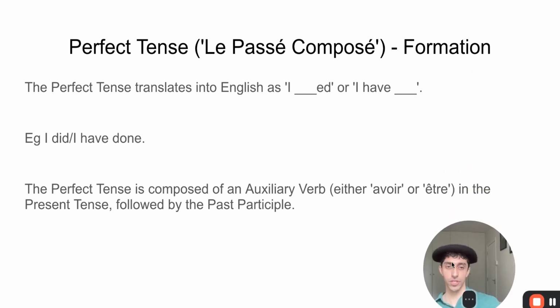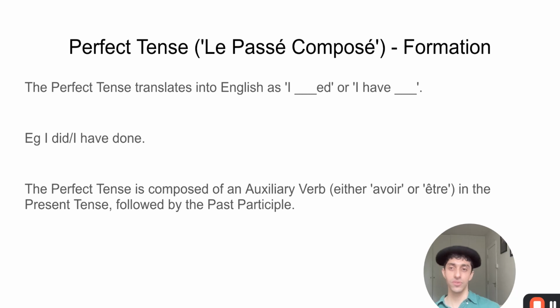Okay, moving on now to the perfect tense, or le passé composé in French, and how to form that. This is a fair bit harder than the imperfect tense for most students because of the number of irregular verbs, more than anything. The perfect tense translates into English as I somethinged or I have somethinged. So, yeah, in English we'd normally use that ending -ed to signify something in the perfect tense.